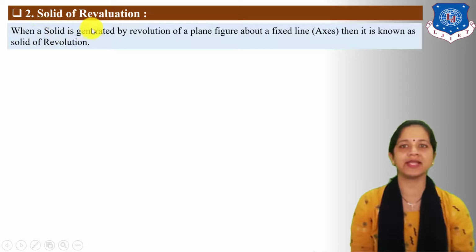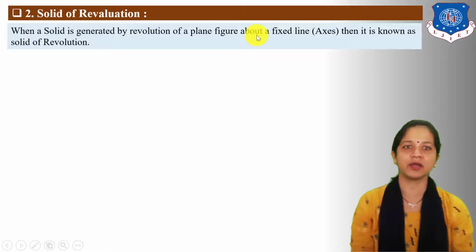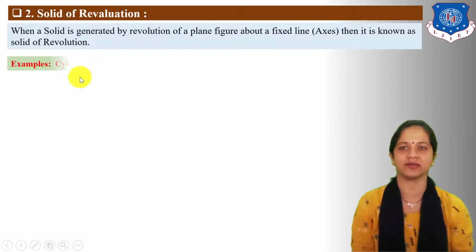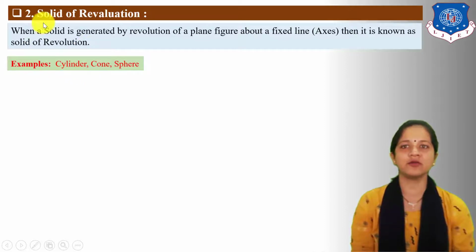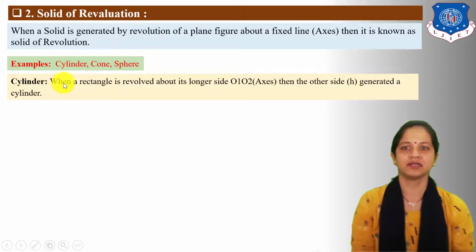Next, let us understand second solid, solid of revolution. When a solid is generated by revolution of plane figure about a fixed line or axis, then it is known as solid of revolution. Now, examples of solid of revolutions are cylinder, cone and sphere. So next, let us understand cylinder.